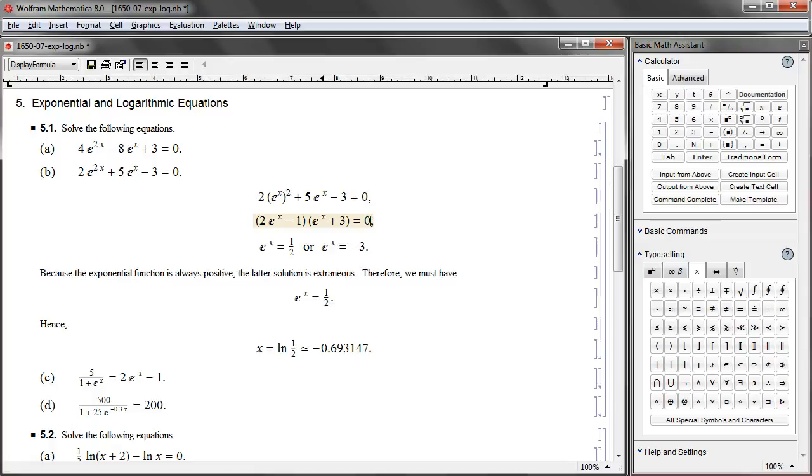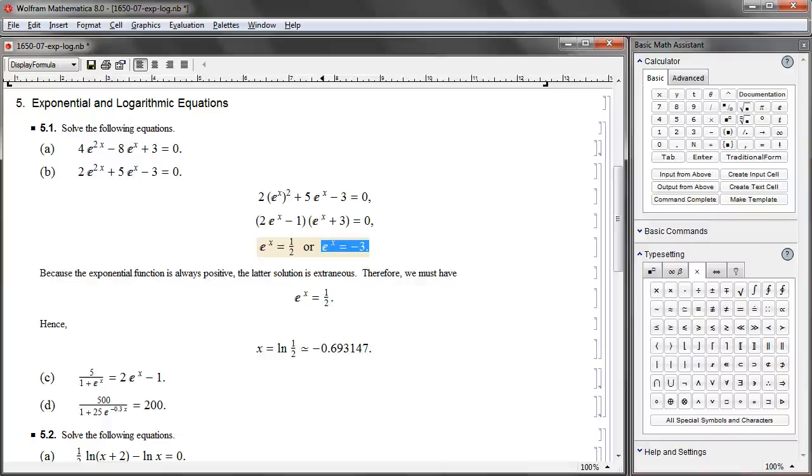And setting the first factor equal to 0, you get e to the x is 1/2. From the second factor, you get e to the x is -3. Now, do you see e to the x equals -3, which I just highlighted, is extraneous? Exponential is always strictly positive.